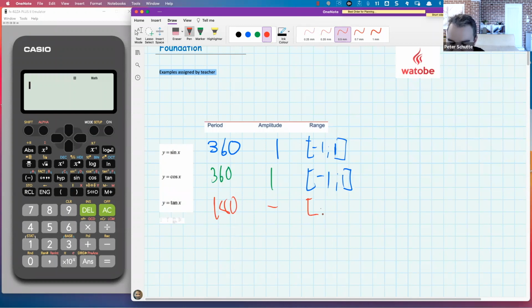It's a bit trickier, huh? So I'll help you out. The range is just going to be minus infinity to positive infinity. That's a bit of a sneaky one. But basically the range goes up forever and down forever. So you'll see what I mean when we draw the graph, but that was fantastic, Teddy. Thank you so much.